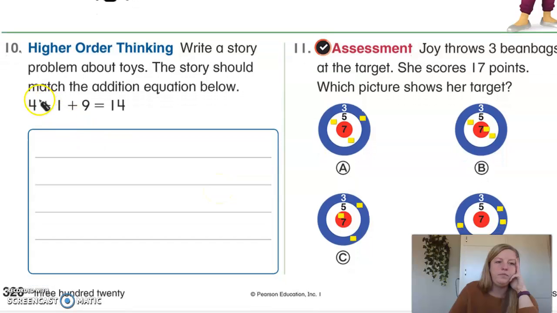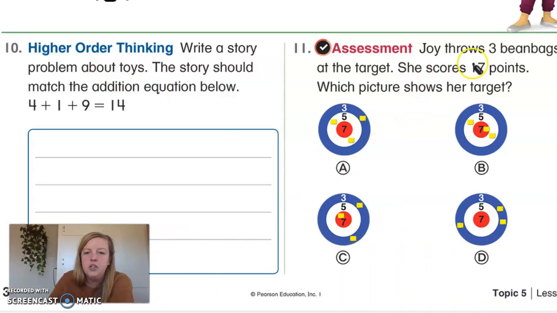Number 10. Write a story problem about toys. The story should match the addition equation below. So maybe I could say, for Christmas, I got Nellie 4 toys, Brett got her 1 toy, and her grandma got her 9 toys. How many toys does Nellie have in all? So again, you get to pick what you want the story to be, but it asks it to be about toys, okay?